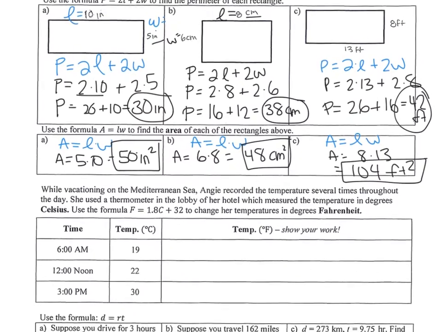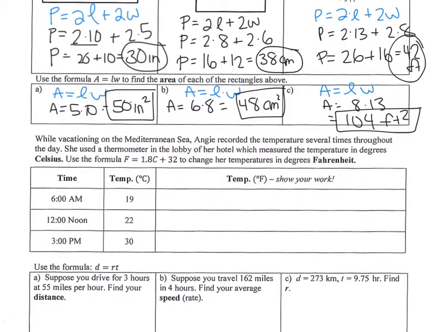Okay, down here is converting Celsius to Fahrenheit. While vacationing in the Mediterranean Sea, Angie wrote down the temperature several times throughout the day. She used a thermometer in the lobby of her hotel, which measured the temperature in degrees Celsius. A lot of countries use Celsius as a way to measure it. We use Fahrenheit. So to convert from Celsius to Fahrenheit, you use this formula right here.